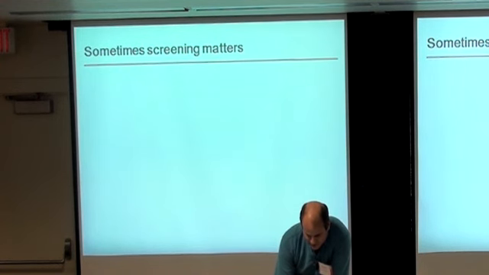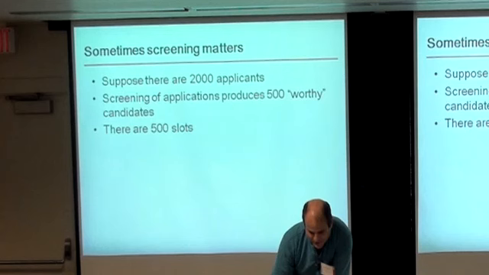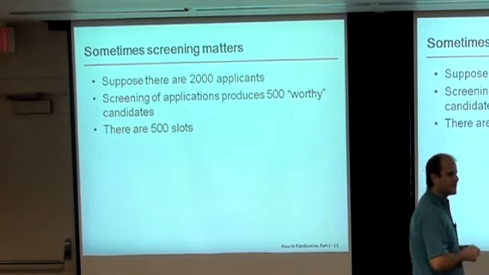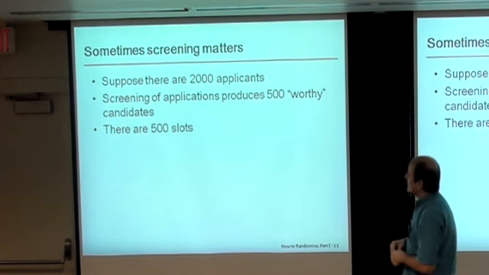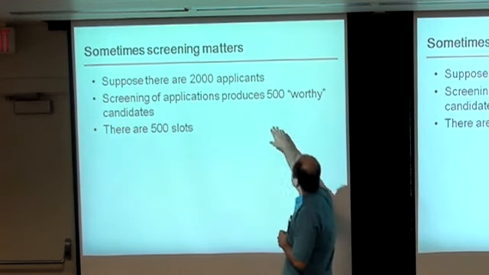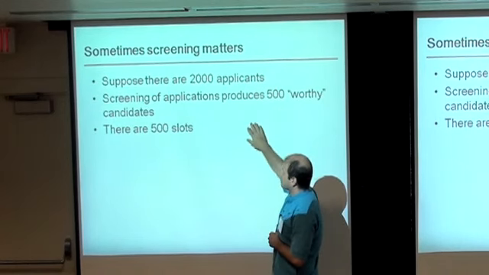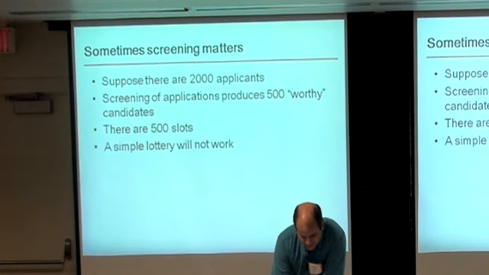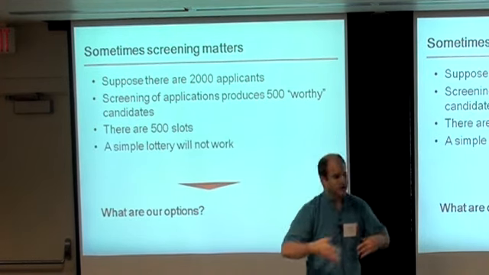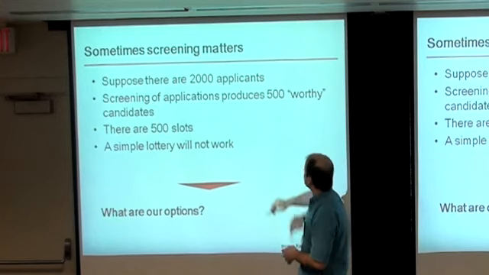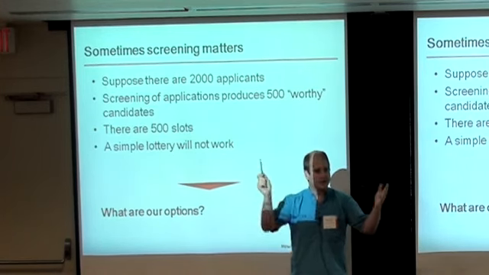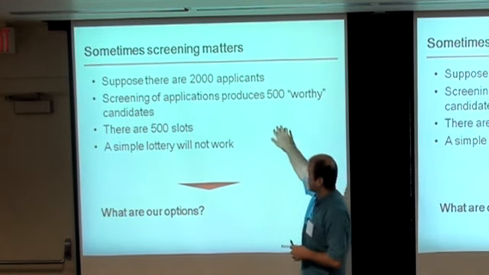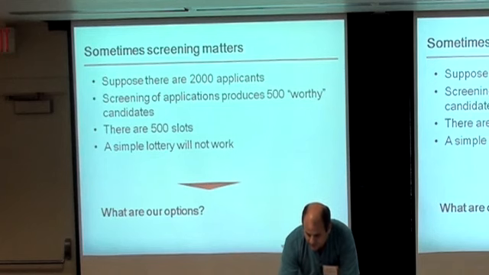Okay, so suppose there's 2,000 applicants. And suppose in the process of doing this that the organization says, you know what, there's 500 worthy candidates and there's 500 slots. So a simple lottery would not work, right? And so we have some sort of screening process, but we ranked them, and we can rank them, and we put numbers by everyone. So why should we do anything other than just taking the top 500?